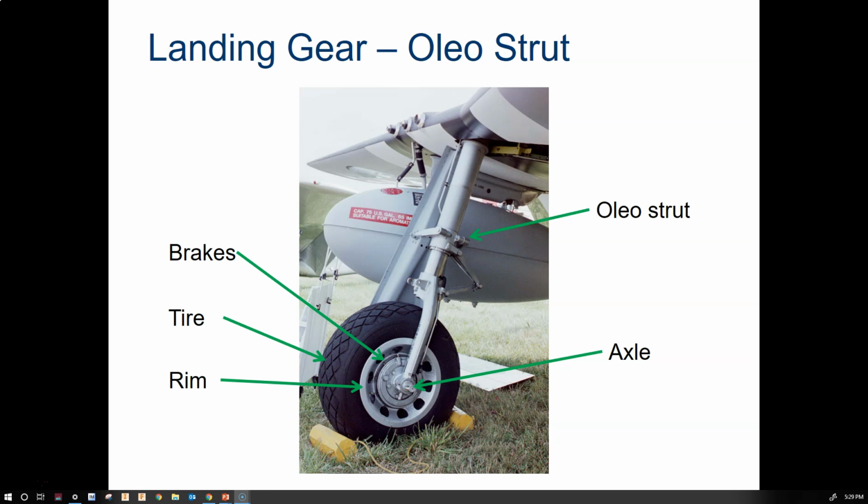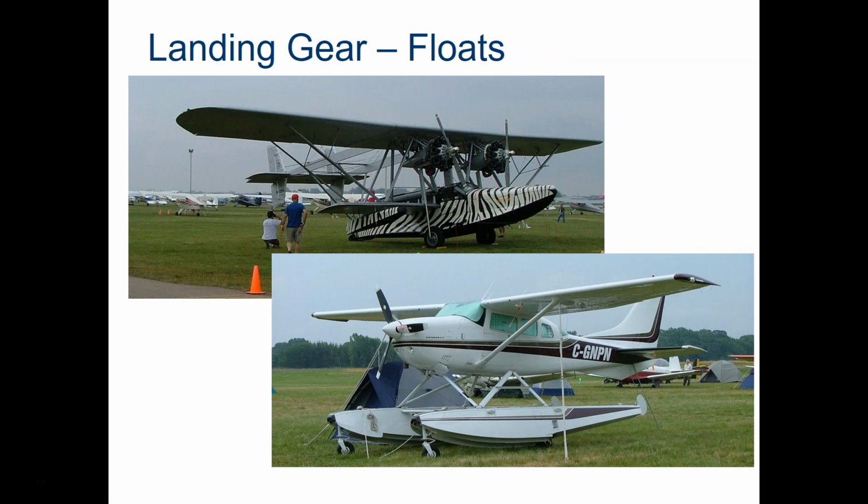You can also have things like brakes on the landing gear, and of course there's an axle and a rim that holds the tire. This Oleo Strut, in this example, will allow the airplane to also retract the landing gear into the wing. Floats are what we're going to see when we have a seaplane, something that needs to be able to land on water. They're literally pontoons, or, in the image on the top, the bottom of the airplane acts as the float. They do have wheels as well, so that they can land on the ground.